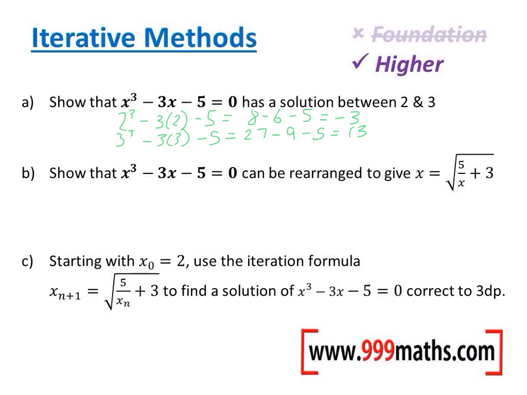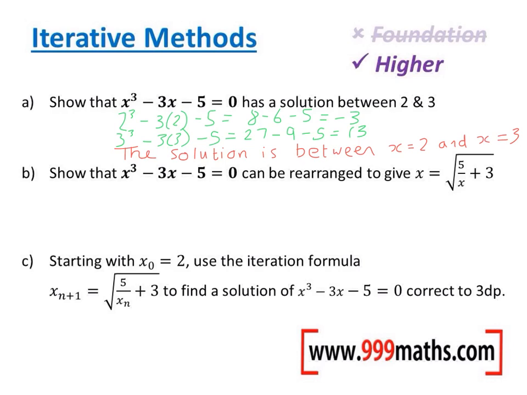Now I was looking for an answer of 0 because the question said find where the solution is 0. We put 2 into our equation and that was a negative value. We put 3 into our equation and that gave us a positive value, so we can therefore conclude that the solution is definitely between 2 and 3. And I'm going to write that down.